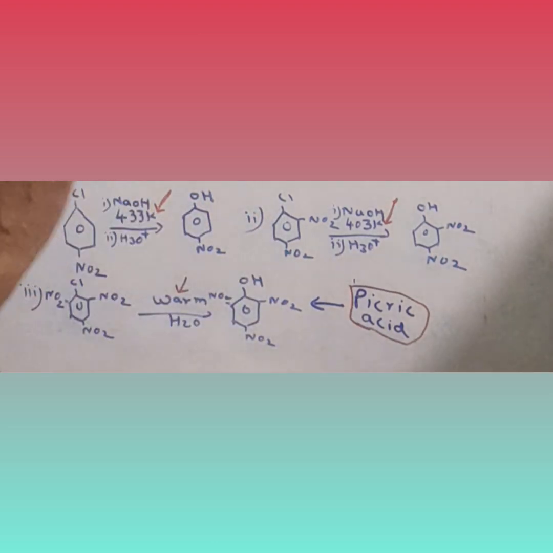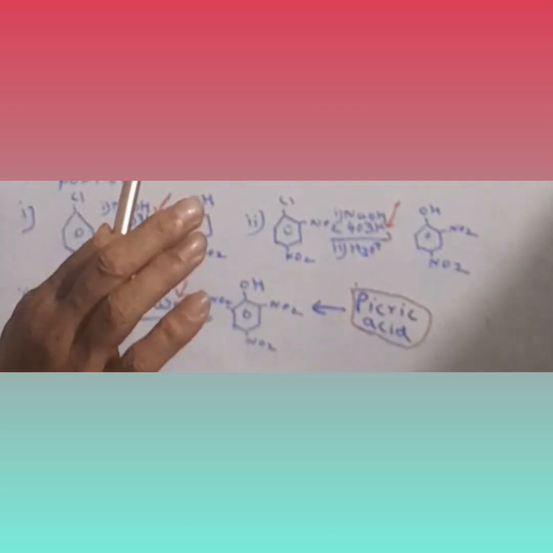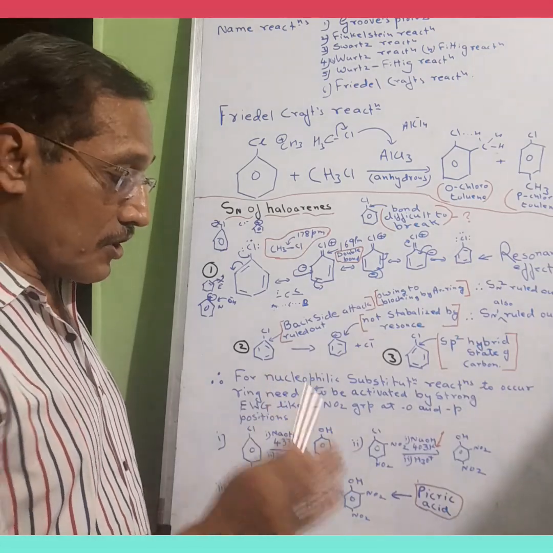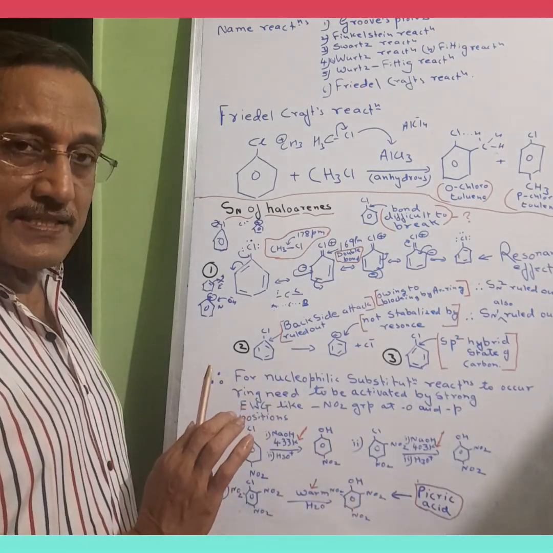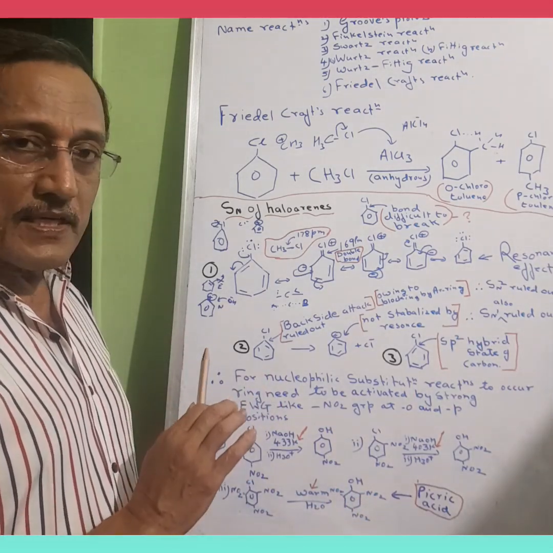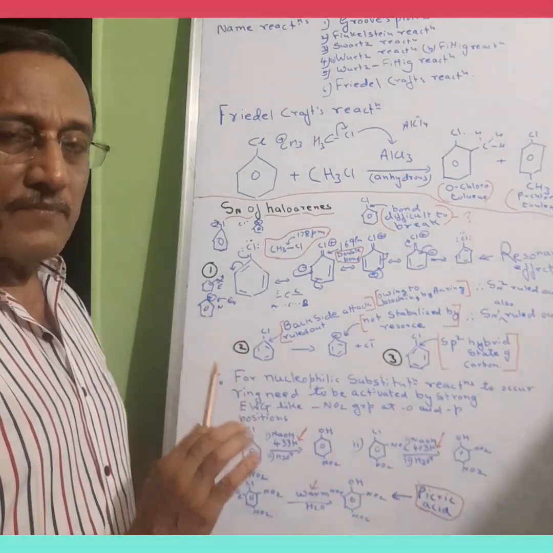Alright, so something extra I would like to talk about this. Now this is known as picric acid. Picric acid is used in explosives, it's used in dyes, it's also used in leather industries. It has lots of applications, picric acid. Okay, it's all very clear, quite interesting. Okay, study well.